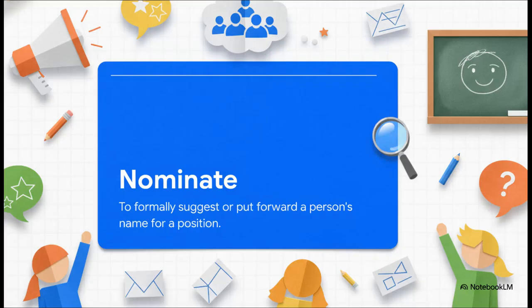All right, step 1. Let's say your teacher looks at the class and asks, okay, who would actually like to be the monitor? Let's suggest some names. This right here is called the nomination stage. To nominate basically means to formally suggest or put forward a person's name for a position. It's just how we figure out who actually wants the job before we make any big decisions.